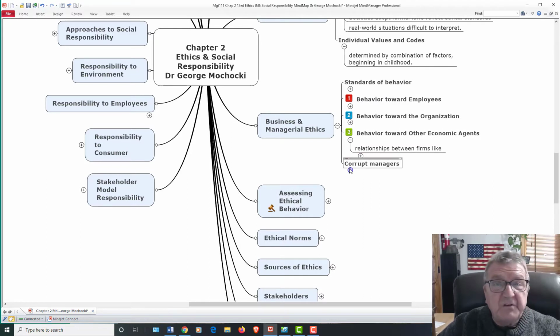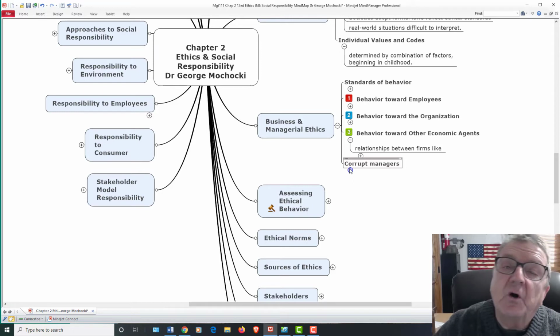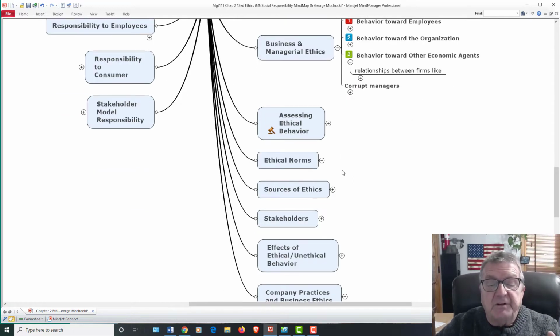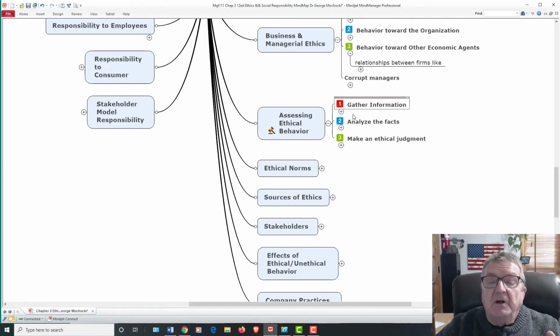You had a concept map, you added on to this. Okay, now business ethics is basically my behavior towards the employees. Now we could expand a little bit more. We did that in the classroom. Behavior towards the organization. How do I treat the organization? How do I use the organization's resources?